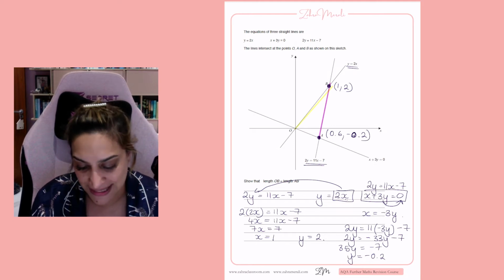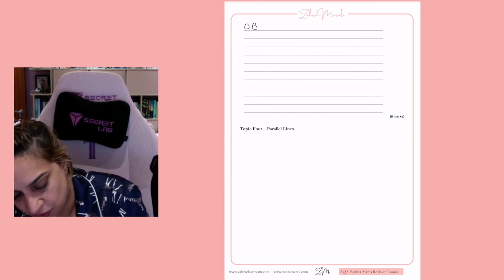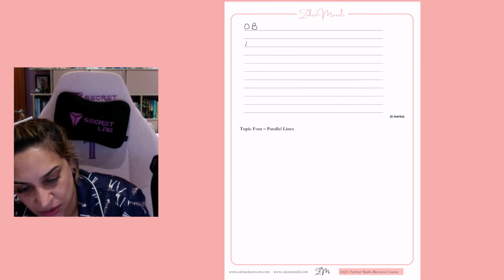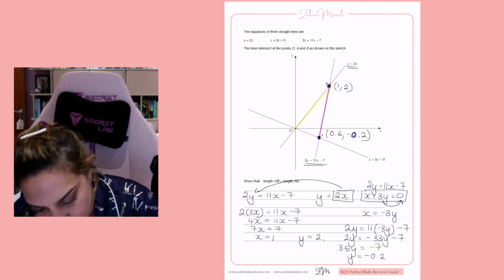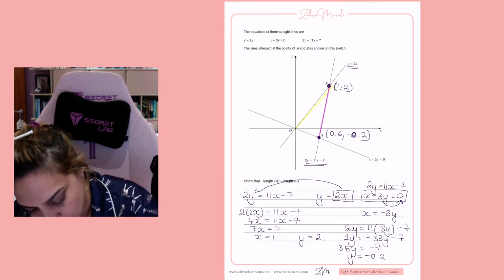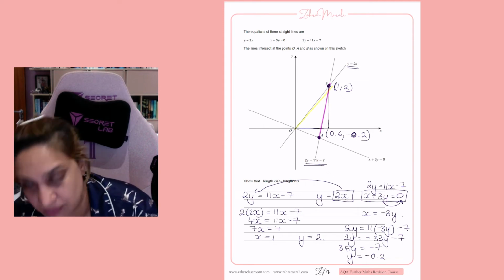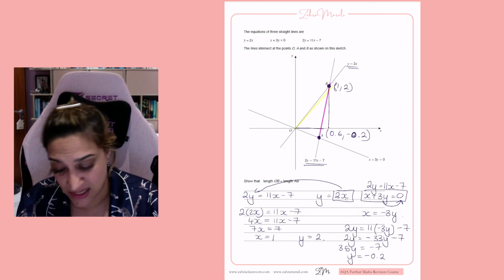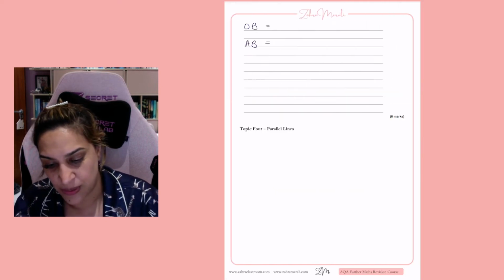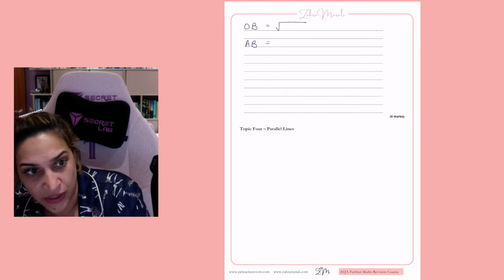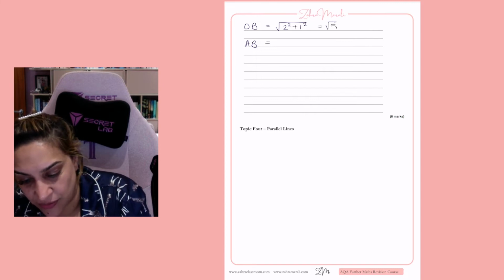Right, so now we've got our points. We want to find the distance of OB. So the distance of O to B, and we're going to find the distance of A to B. O to B, let's think about this. That's our coordinate, (1, 2). All we're doing is drawing a triangle, because you're looking at how much different it is. From 2 to 0 is 2, and 1. So O to B is going to be Pythagoras of 2 squared plus 1 squared. I'm just going to leave it as square root 5.